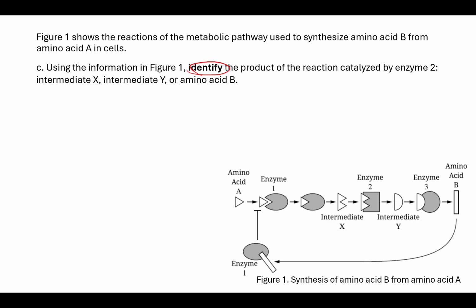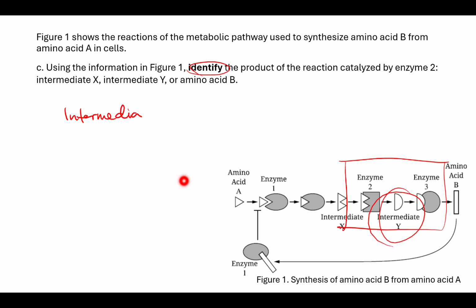All right, part C is a lot simpler. It's an identify, and what's even more astoundingly simple is that they give you 3 answer choices. So it's saying, what's the product of the reaction catalyzed by enzyme 2? So we're looking at this reaction right here. All you need to be able to do is read this diagram and see that it's intermediate Y. So your answer is intermediate Y.